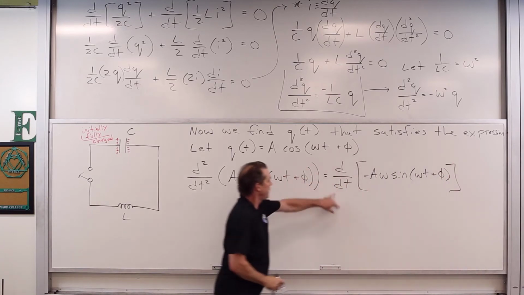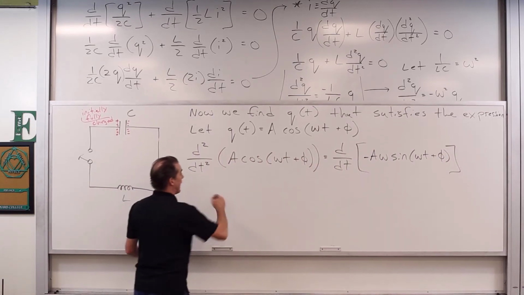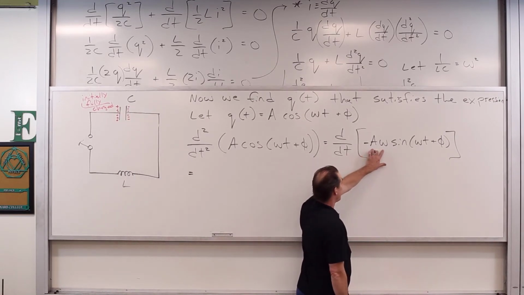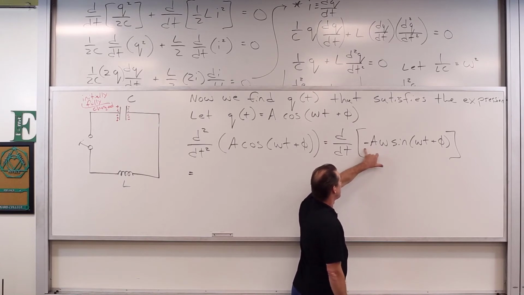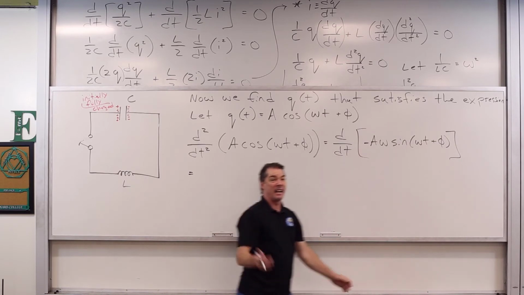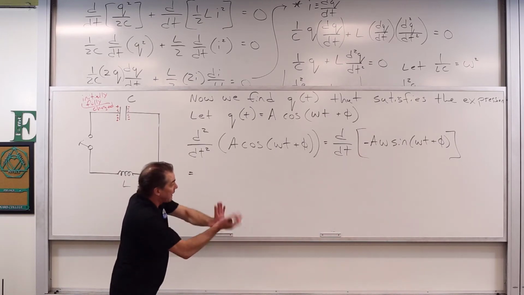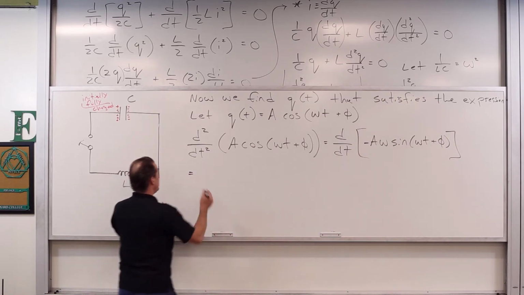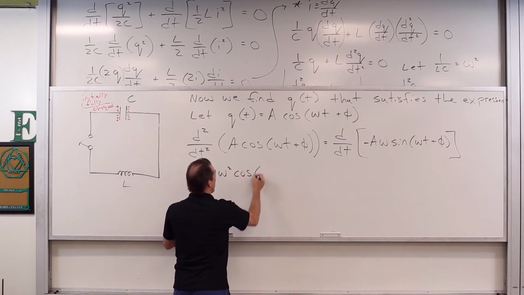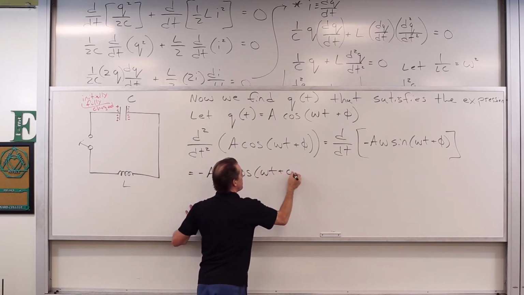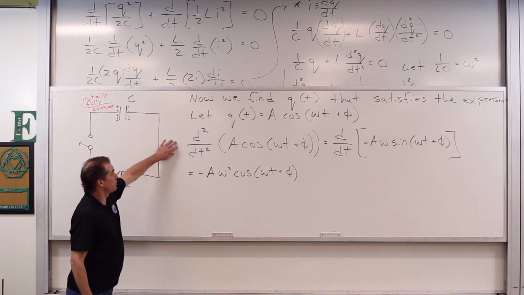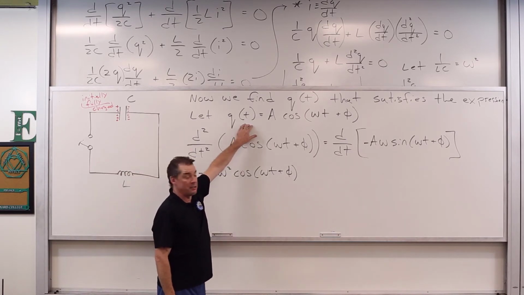So there's one derivative. We take one more, and we'll see what we get out of this. This is just a constant, A omega, and there's a negative sign. We take the derivative of sine of omega t plus phi. The derivative of sine is cosine, and then we get another factor of omega, and we get negative A omega squared cosine of omega t plus phi. So there's what happens when we take two derivatives of what we're saying is Q of t.